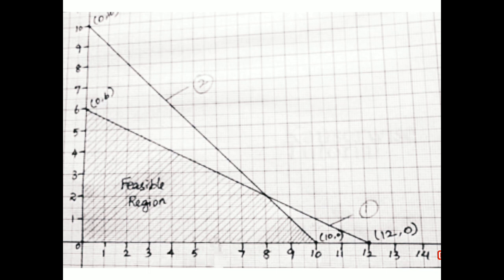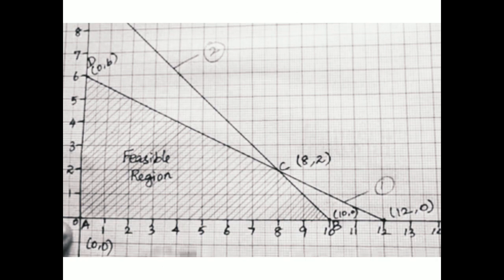Now the next step is to find the corner points of this shaded area. As you can see, the corner points of this shaded area, marked as the feasible region, are (0, 0), (10, 0), (8, 2) and (0, 6). I have named these 4 corner points A, B, C and D.